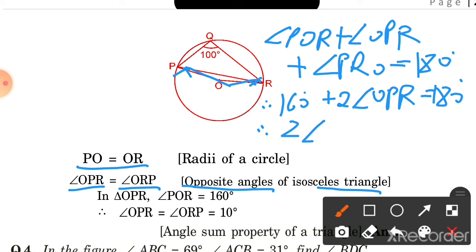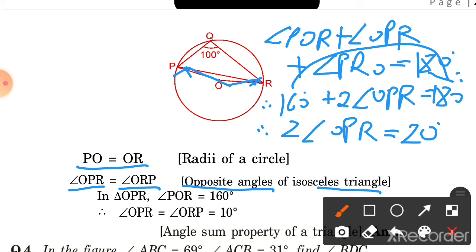So 2 times angle OPR is equal to 20 degrees, because 160 is moved here. Therefore angle OPR is equal to angle ORP is equal to 10 degrees. Yes or no? Because 20 divided by 2 is equal to 10. So this is your answer. Correct, students? So here our chapter number 10 is completed.